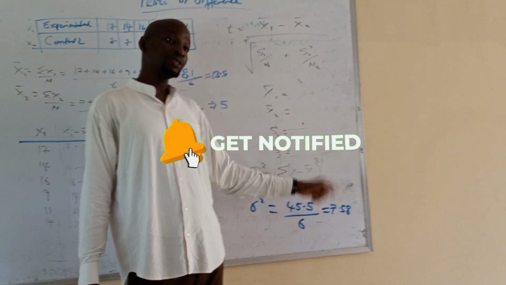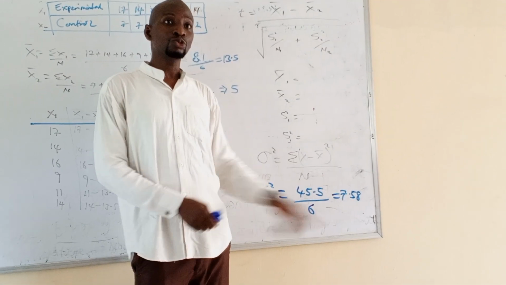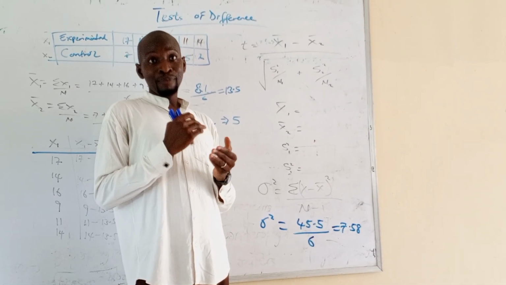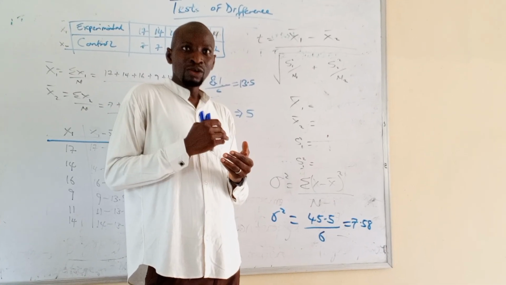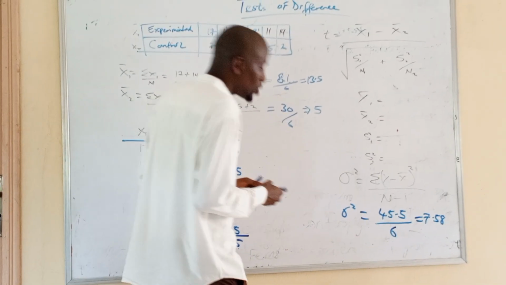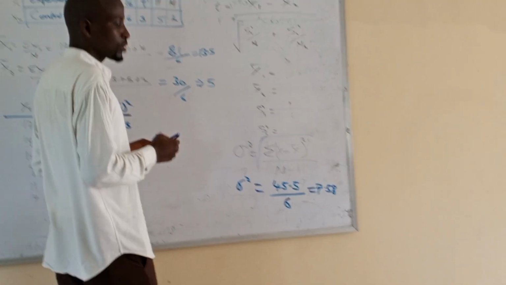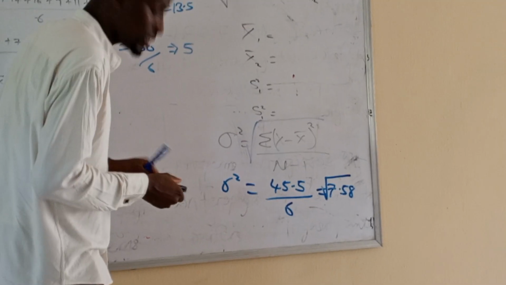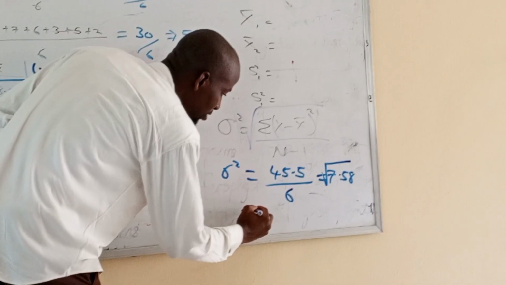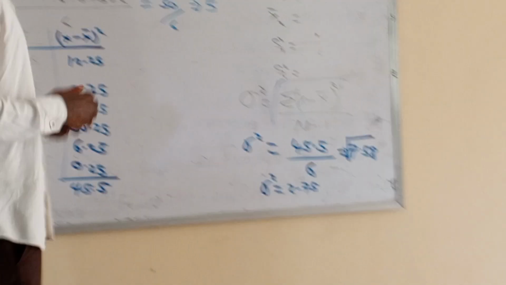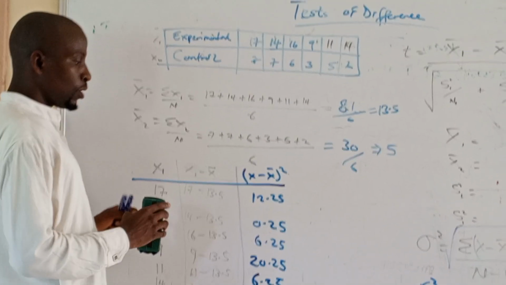Our variance will be 7.58. Our standard deviation will now be the square root of it, because obviously when you solve, that's why practice is important. Something will tell you that something is not right at some point. So we are still not done here until we find the square root. So the square root of 7.58 would be what? 2.75.